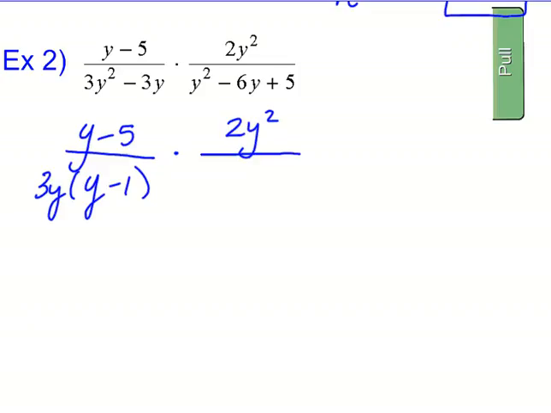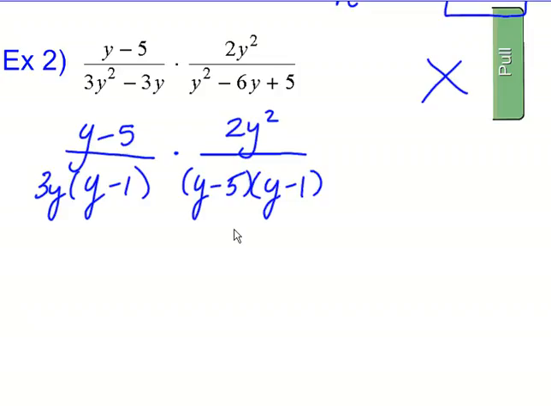And then in the denominator, we have this trinomial. You should remember how to factor a trinomial by using the diamond method, if not the way that you know how to factor a trinomial, and come up with two binomials. Your two binomials should be y minus 5 and y minus 1.